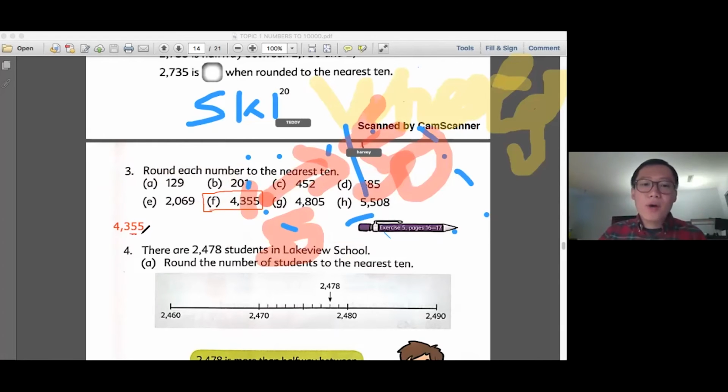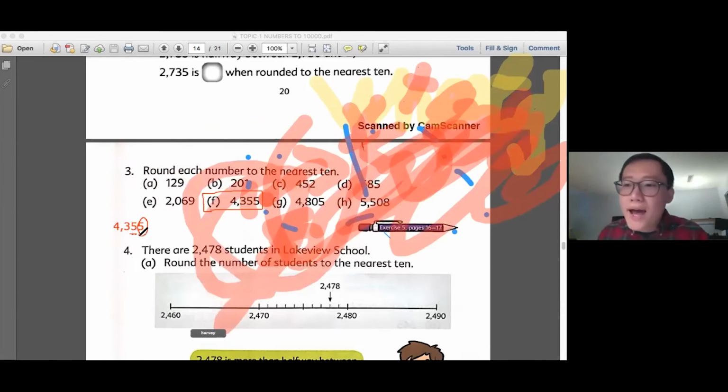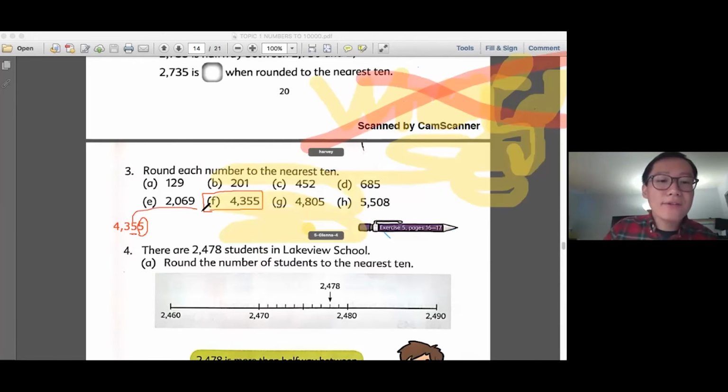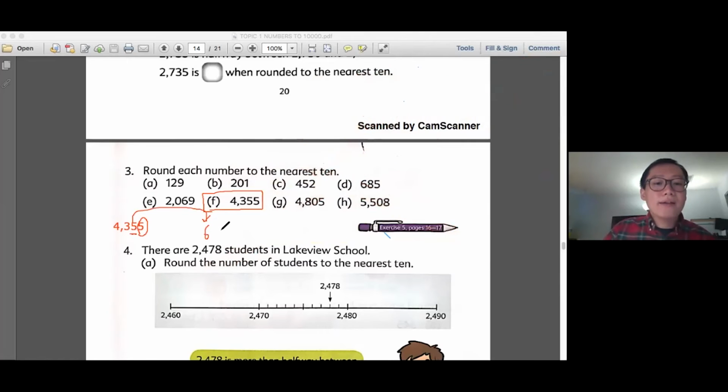Tens place. If we want to round to the nearest 10, we need to focus on the ones place, right? One place to the right. 5 is a strong number. So it's really going to push the 5 in the tens place to the 6, right? And the ones place always becomes 0.